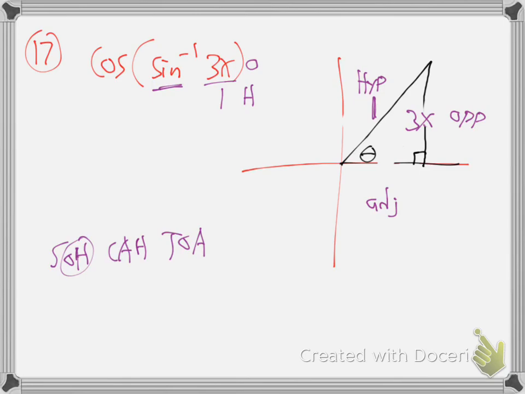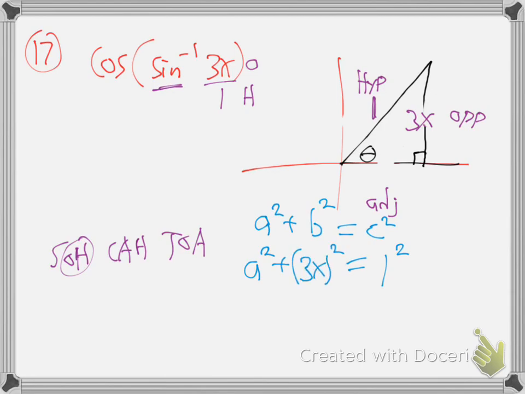So now find the adjacent. We're going to have to do the Pythag thing. It's going to be a little more work than usual. So a squared plus b squared is c squared. Which one's the c? The hypotenuse is the 1. So this will be a squared plus (3x) squared.